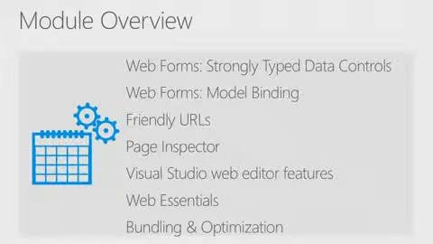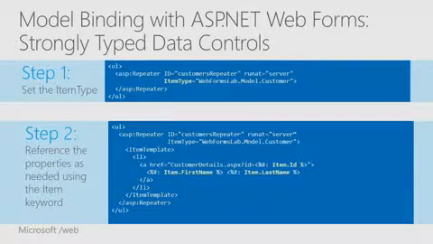Right. So here's our module overview of what we're covering in this. We're looking at some new features for web forms. We'll be looking then at friendly URLs, part of that 2012.2 release. We also have some Visual Studio tooling we'll be looking at with Page Inspector, like you said, web editor features, Web Essentials, and bundling and optimization. So I'm going to dive right into web forms and looking at strongly typed data controls.